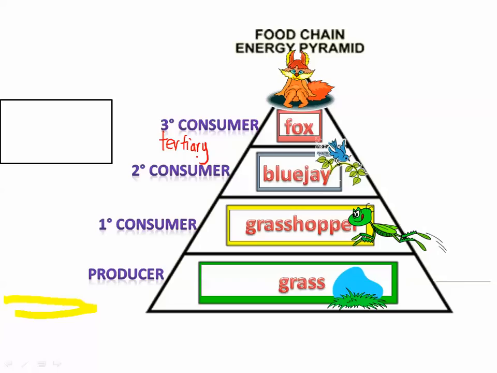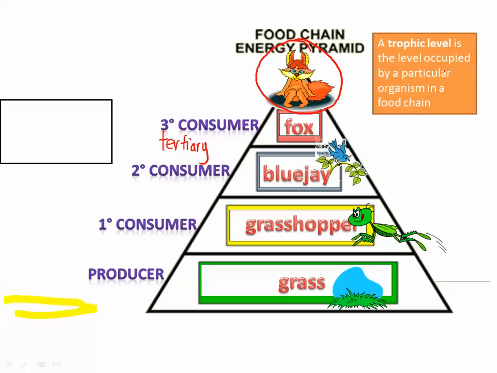tertiary consumer. So in this case, this fox up here is like at the top of this food chain. Other examples, if you're in the water, maybe sharks would be at the top. In the jungle, the mighty jungle, would be like a lion at the top of a food chain. These different levels are called trophic levels. So these are all four different trophic levels we're talking about here, okay? So we could say grasshoppers occupy a particular trophic level.